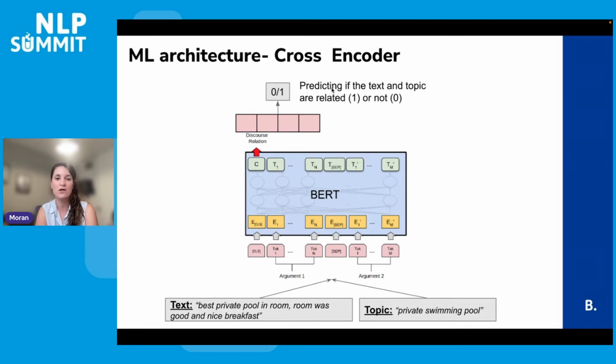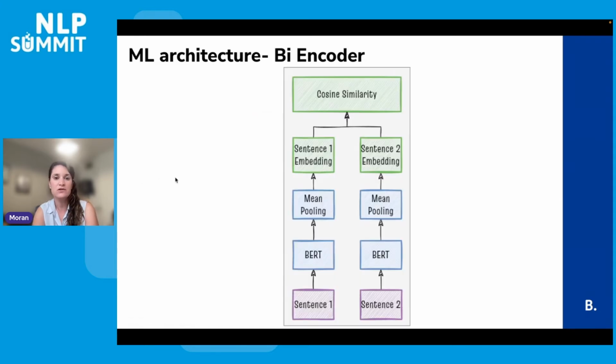So we have binary cross entropy loss function here to predict if the topics and the text are related or not. So this is the main architecture. But we can do different kinds of architectures. One is bi-encoder. What is bi-encoder? Instead of having shared input, we have separate inputs.